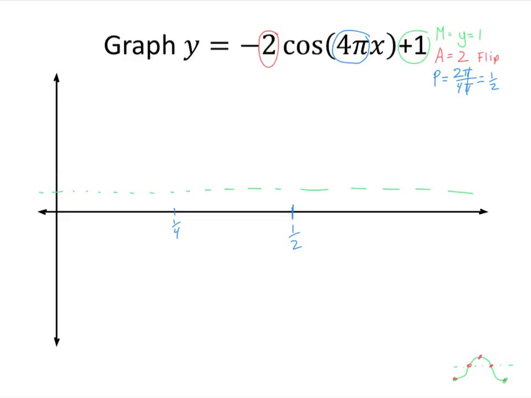Okay, with that said, it looks like we're going to start low. So what is that height? What is the amplitude? It is a 2. So our first value at 0 is going to be 2 down. So I'm going to go 1, 2. So there is my first dot. That's negative 1, and that's positive 1. So I went 2 down.